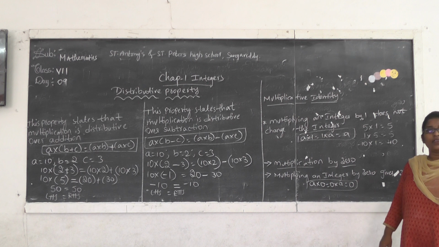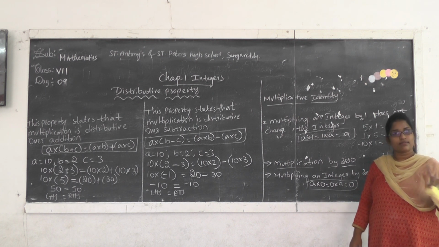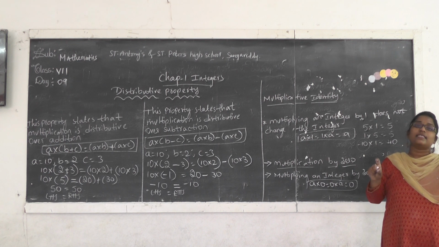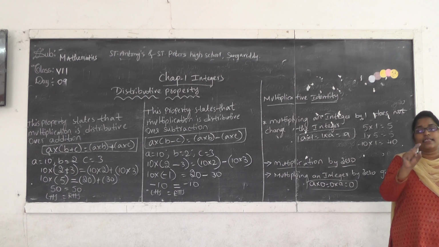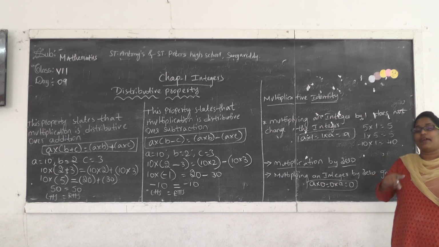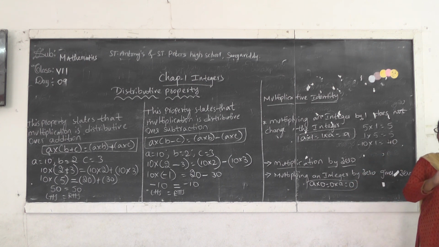That's why 1 1s are 1, 2 1s are 2, 3 1s are 3, 4 1s are 4, 5 1s are 5, 6 1s are 6. So whenever we multiply an integer with 1, the result is not going to be changed. The result will be the integer itself. If it is positive, the result also will be positive. If it is negative, the result also will be negative.